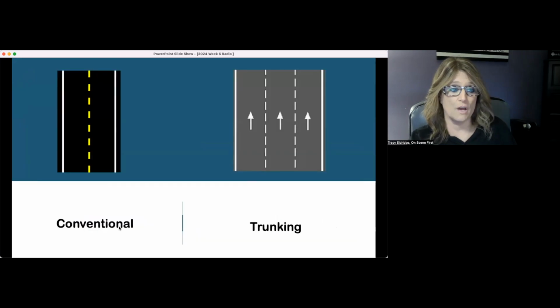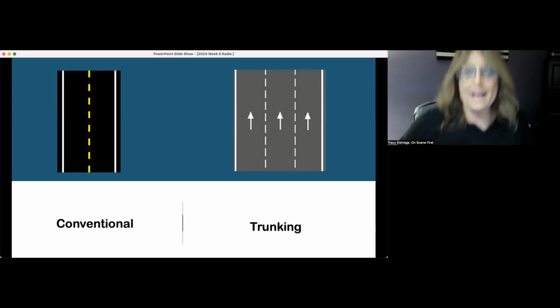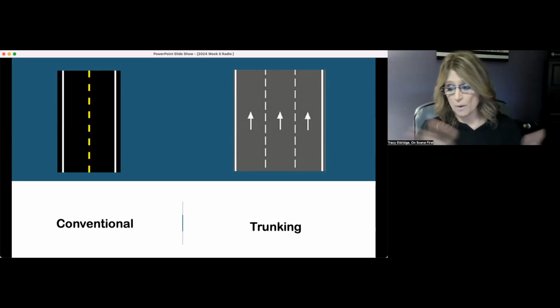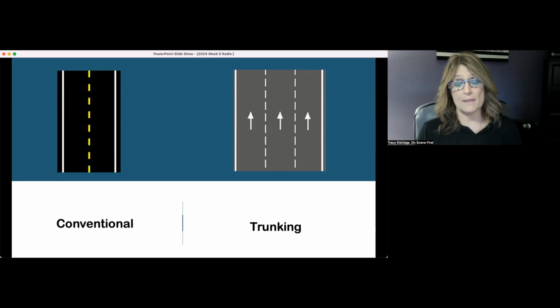And here you go. On a conventional system, we've got one road. If this is a one-lane road, take out that yellow dotted line. If it's a one-lane road, I don't really have a way to pass the person that's in front of me. If they're going 30 miles an hour and I can't move to the right or to the left, then I just have to stay behind that person and wait until I get to my destination.